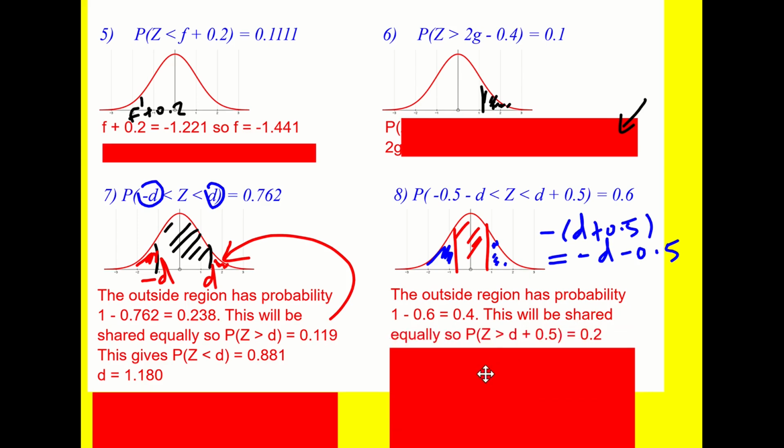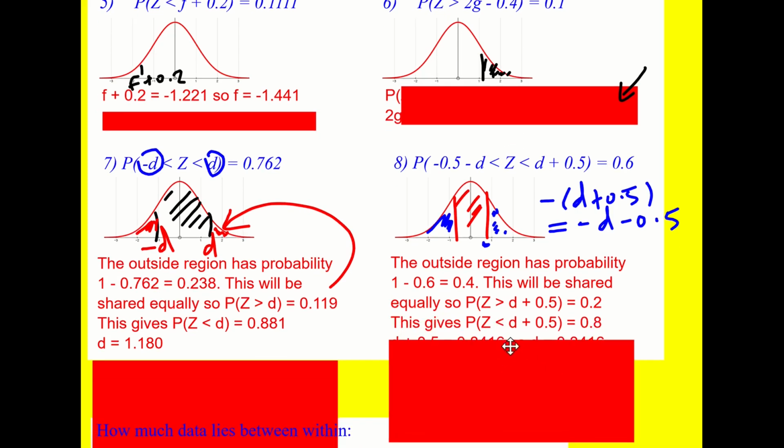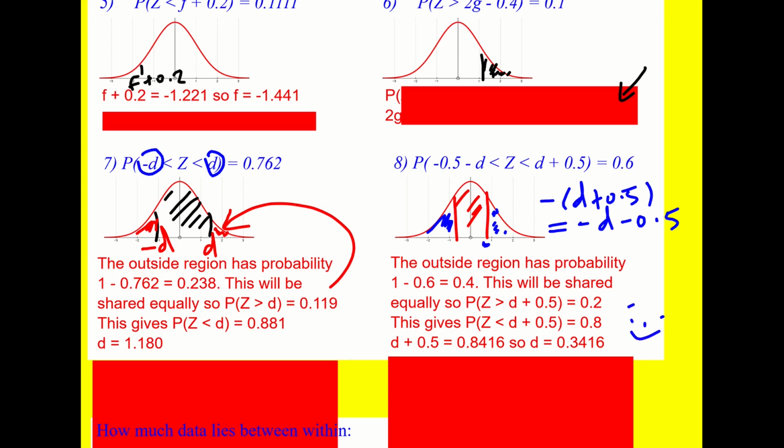And I can write down that the probability that Z is greater than D plus 0.5, this point here, is equal to 0.2. I've turned it back into a question a bit like 5 and 6. Just do 1 minus. The probability that Z is less than D plus 0.5 is going to be 0.8. And then we can solve for D plus 0.5 with our inverse normal function, and we can minus 0.5. Okay, the trickiest one so far. I hope you are happy with that.